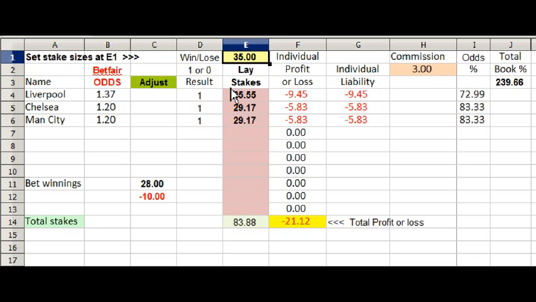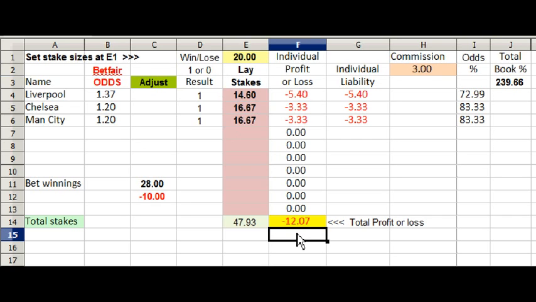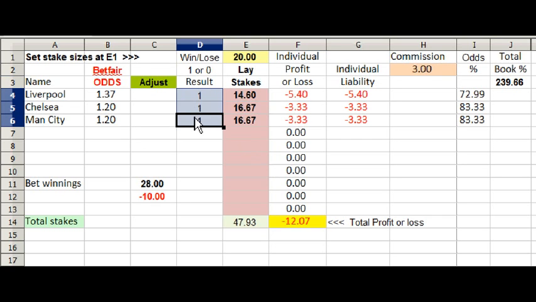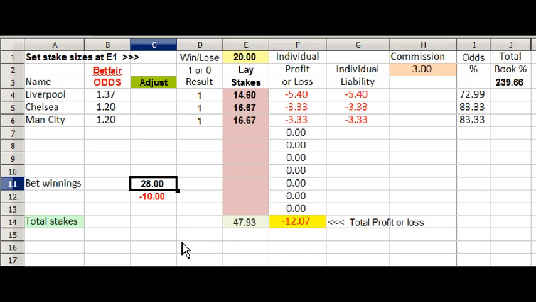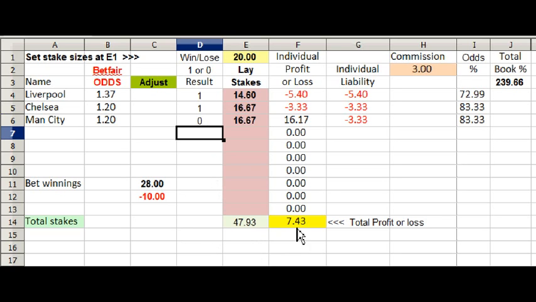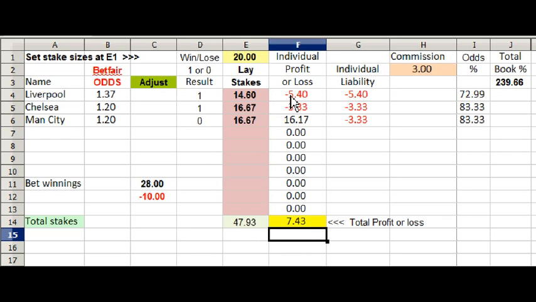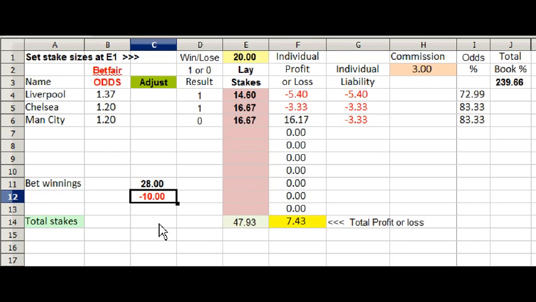Instead of an amount of 35 there, if we put 20 in, you'll see that it still looks like we're into good profit. If all our teams win, we lose £12 in the betting exchange, but we win 28 with the bookie, and that looks quite attractive. But if we hit one loser, we only win £7.43 from our exchange trading, but we still lose our tenner with the bookie because the treble has failed at that loser.